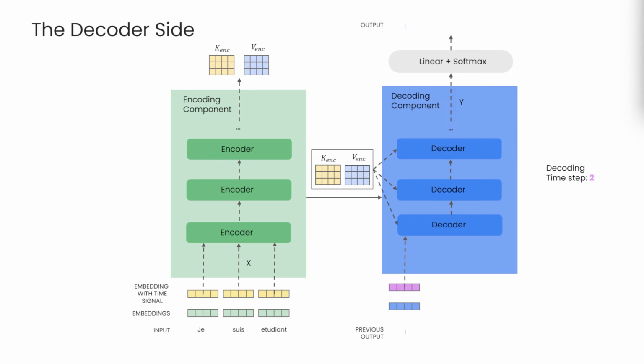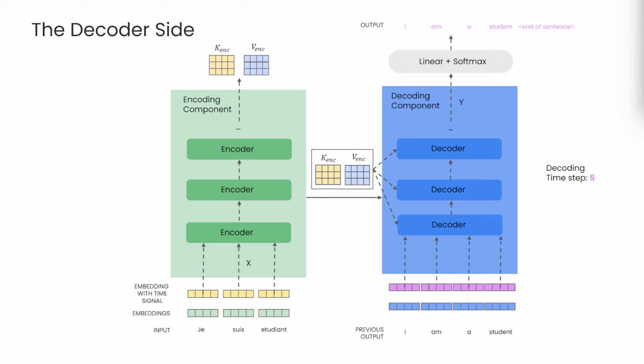The decoding process repeats step by step until a special token signals completion. At each step, the output is passed to the next decoder layer, similar to how encoders handle their outputs. Like with the encoder inputs, decoder inputs also undergo embedding and positional encoding to track the position of each token.